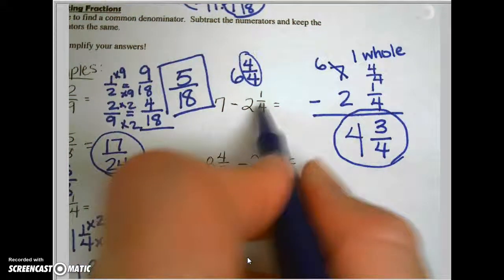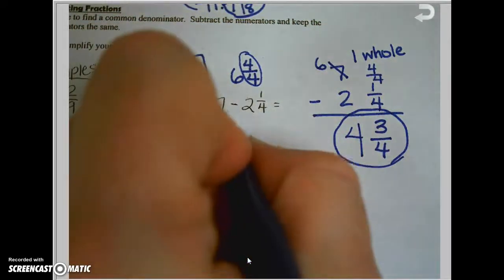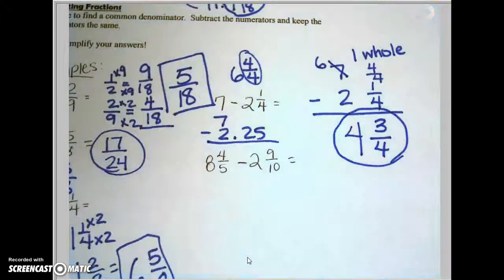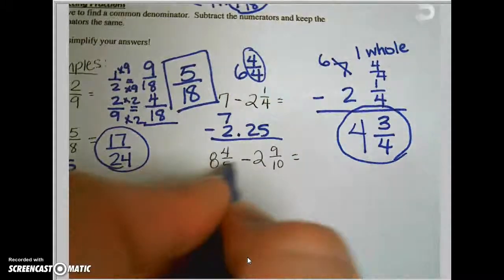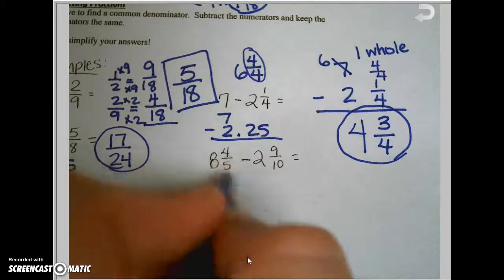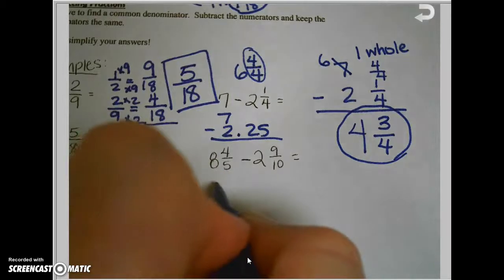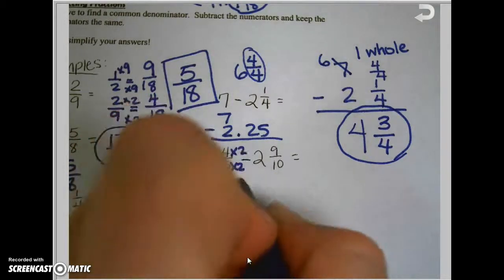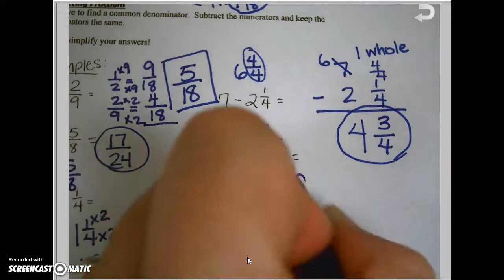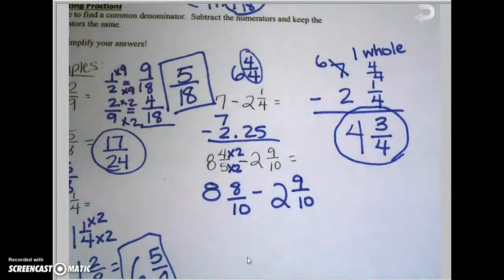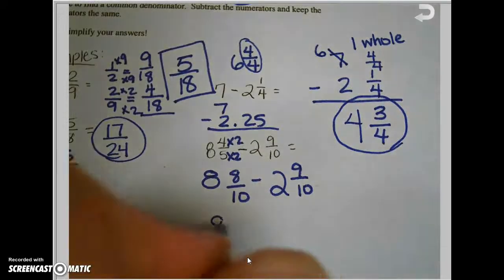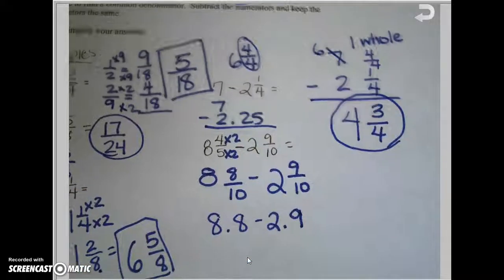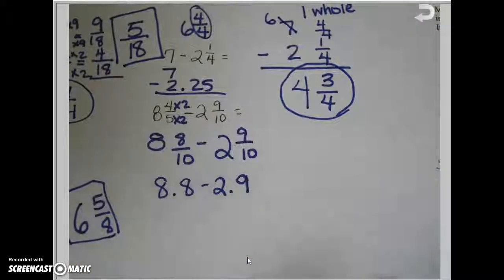You could have also converted this to a decimal and done 7 and then take away 2 and 25/100. Okay. 8 and 4/5 minus 2 and 9/10. I'm going to change this into tenths as my common denominator. 8 and then times 2 times 2. So it'd be 8/10 minus 2 and 9/10. And it would be really easy to go and just change it into decimals and subtract, but I want to show you how to borrow with the fractions in case we've forgotten.